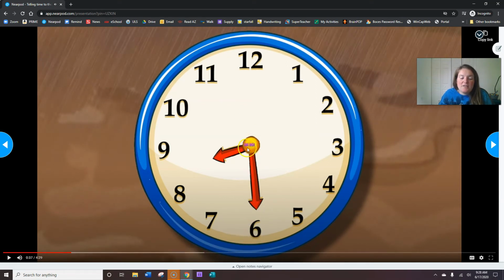Okay, all of these are going to have the big hand at the 6, which means 30. That tells us to stop counting by 5s when we get to the big hands. 5, 10, 15, 20, 25, 30. So all of these should end with 30.